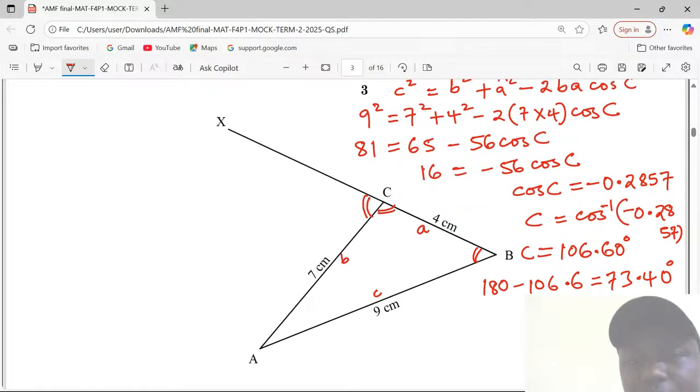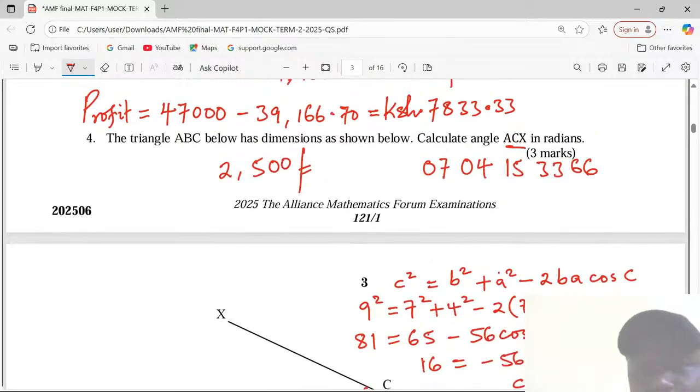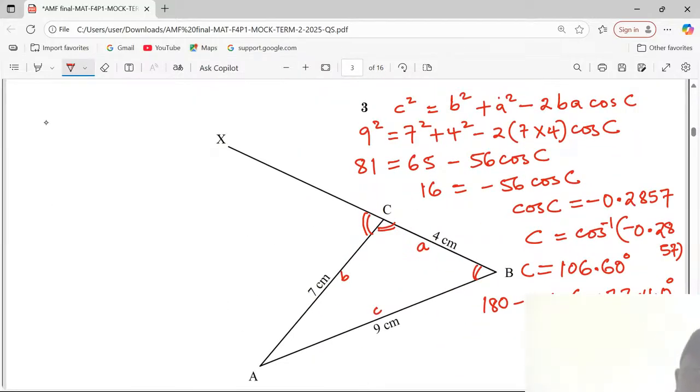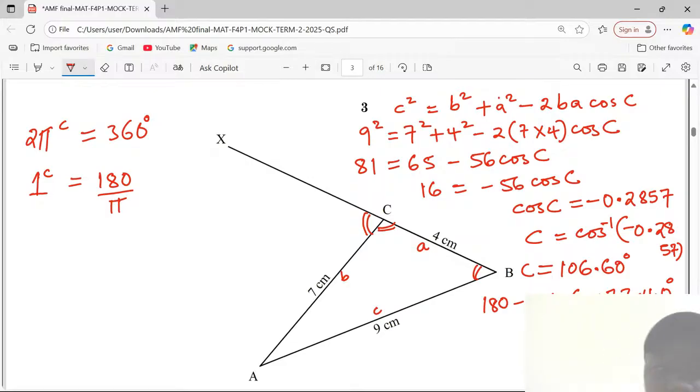Then now we are supposed to get back to the instructions and convert this to radians. We are supposed to know that 2 pi radians equals 360 degrees. In other words, to get one radian, we need to divide through by 2 pi. So 360 divided by 2 pi becomes 180 over pi, that way.